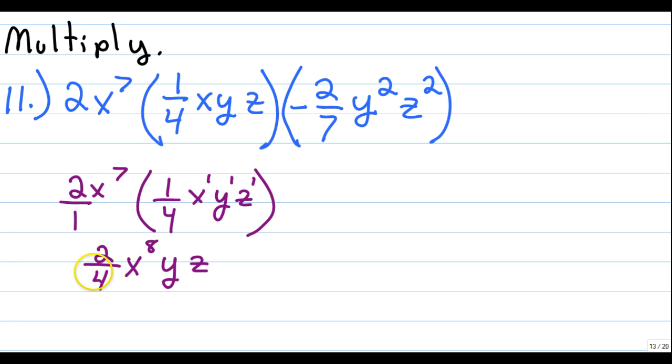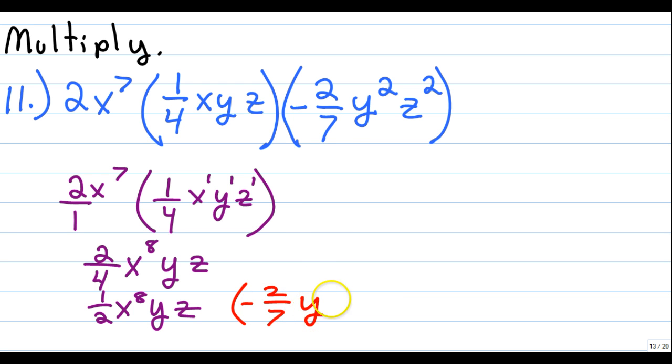I'm not quite done here though. I want to go ahead and reduce this fraction since I can. I can actually divide a 2 into both the numerator and the denominator. This would reduce this fraction down to 1/2 x to the 8th power yz. So that's combining the first two terms. I haven't multiplied, however, the third term in. So I'm going to go ahead and pull that third term down so that I can multiply it in. So I have a -2/7 y to the second z to the second. Next, I'm going to scroll this page down so we have a little bit more room to work.